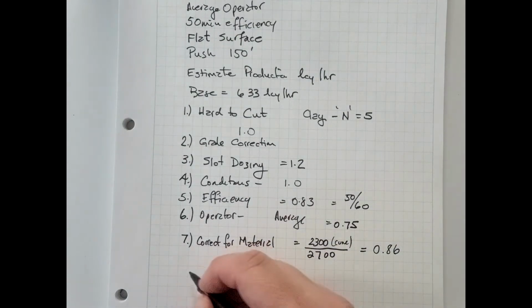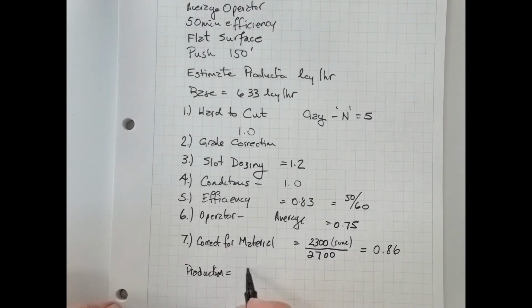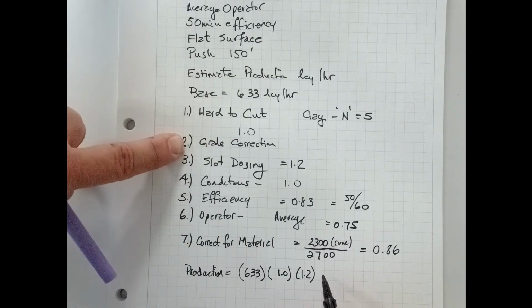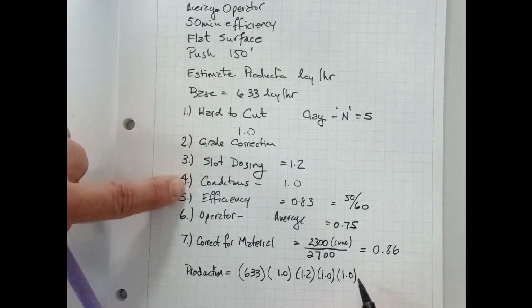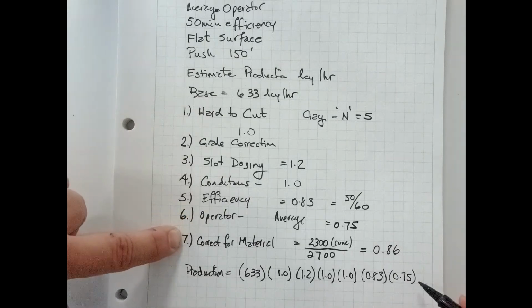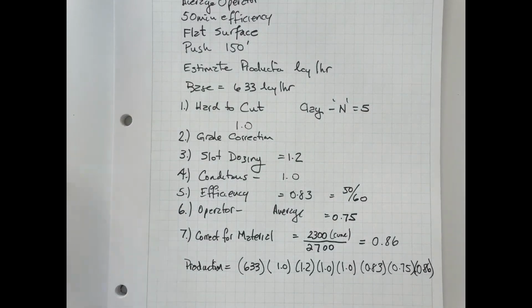We can go on from there, and so we can now estimate our production is equal to our uncorrected production, 633, multiplied by all of these correction factors. So our correction factors are 1.0, 1.2, grade correction is 1.0, conditions correction is 1.0, efficiency is 0.83, operator is 0.75, and our material correction is 0.86. If we now run this into our calculating machine, we will get a number. You should do this as an exercise for yourself. I will do it as soon as I get my calculating machine turned on. Calculating machine is giving me all my correction factors, 1.0.